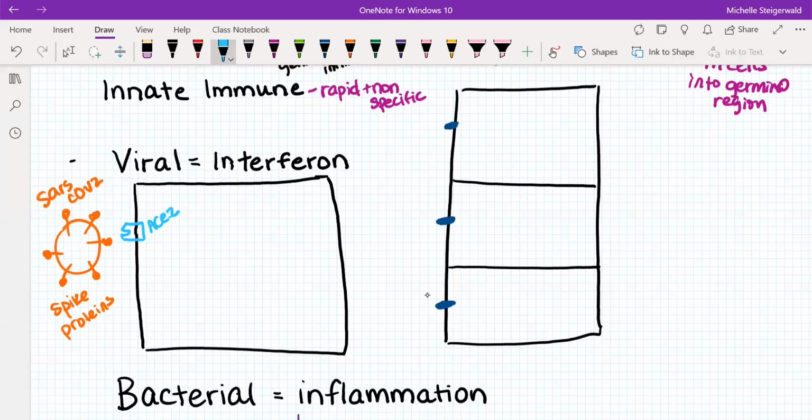So these spike proteins can actually bind into these ACE2 receptors and trick it into bringing this whole thing into the cell. So this is going to endocytose. And so now you've got your ACE2 receptor attached to this virus. And I made it look super big there. Of course, viruses are really tiny.